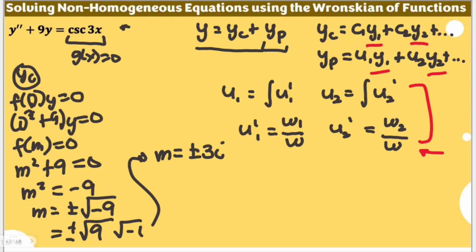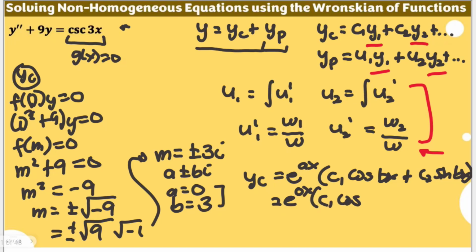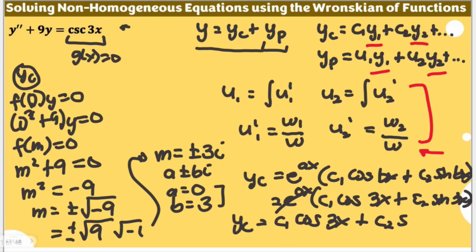So with this form, plus minus bi, our a is 0, our b is 3. We need this because the general solution for a homogeneous equation where the roots of the auxiliary equation are imaginary, is expressed in this manner: e to the power of ax times c sub 1 cosine of bx plus c sub 2 sine of bx. Our a is 0, so e to the 0x is just equal to 1. So our y sub c is c sub 1 cosine of 3x plus c sub 2 sine of 3x.